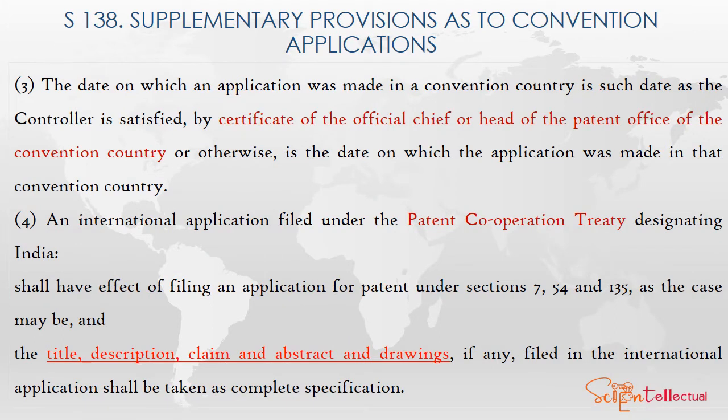Section 138, subsection 3. The date on which the application was made in a convention country is the date as the controller is satisfied by certificate of the official chief or head of the patent office of the convention country. That is the date on which the application was made in that convention country. That is, the date will be considered as the date of filing in the convention country if there is a certificate of the official chief or head of the patent office of that convention country issued on that date.